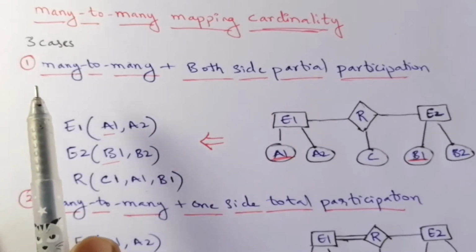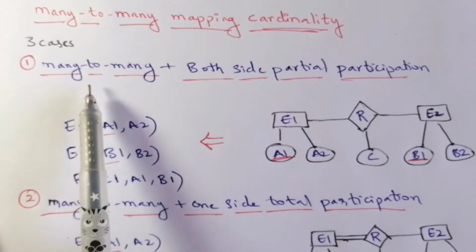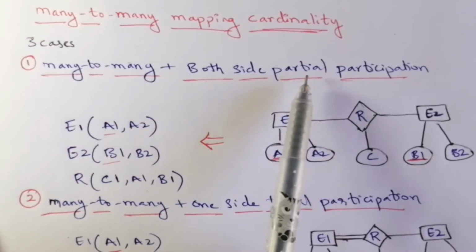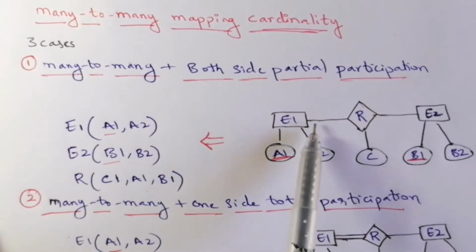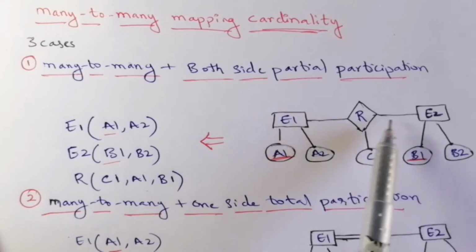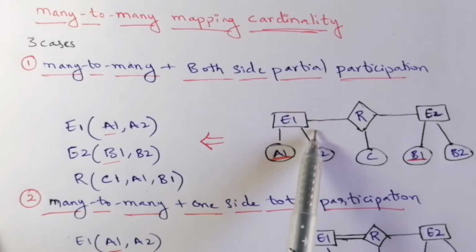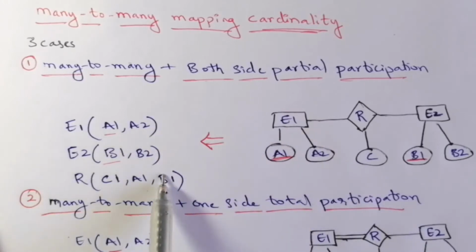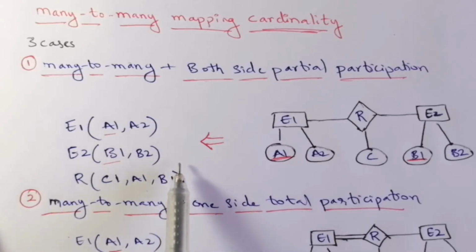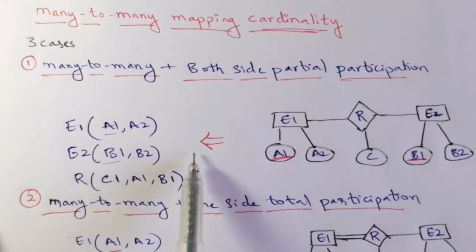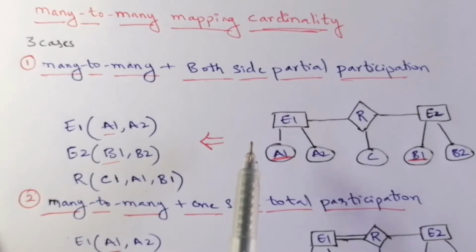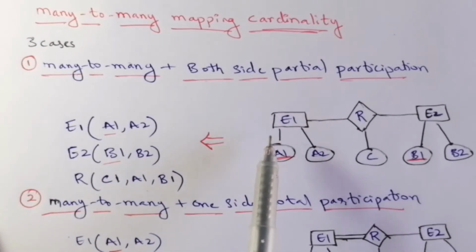So there are three cases here. The first case is many-to-many with partial participation on both sides. We don't have total participation. When we have this, it is going to be divided into three relations. You have to remember this, right? It is going to be divided into three relations. So how is it going to be divided? If that is your question, we are going to solve it. I'm going to show you how it is derived with examples.